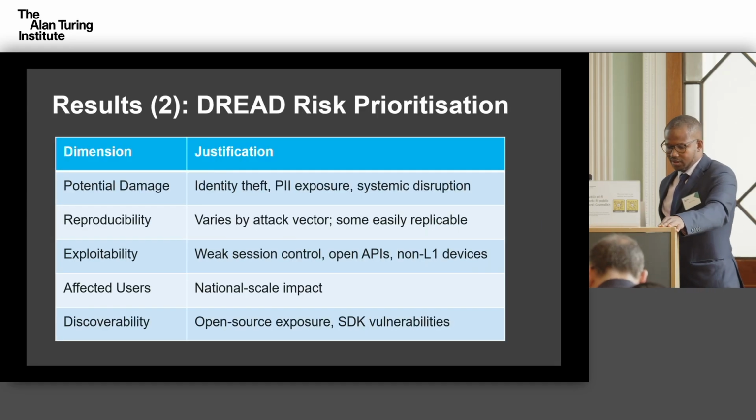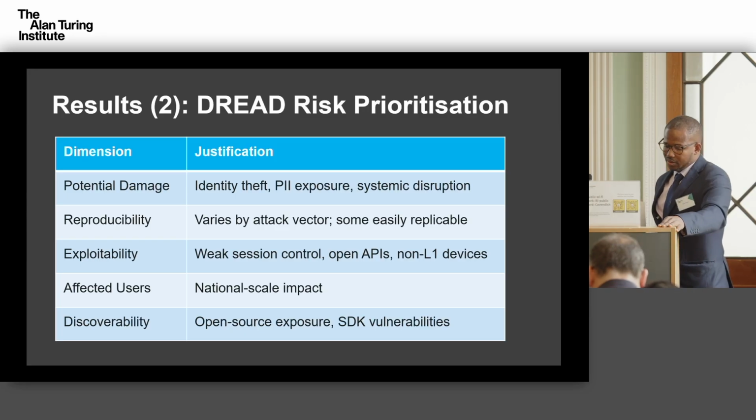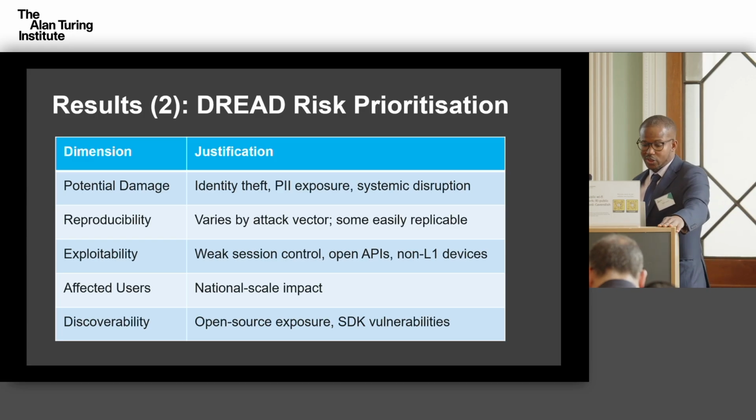So on the DREAD, in terms of the first D, which is the discoverability, there were some open source exposure and third-party vulnerabilities. And in terms of the reproducibility, we realized there were some attack points that vary and some easily replicable. Then in terms of the exploitation, there were some weak session control, open APIs, and non-LI devices potentially being used. Then in terms of the affected users, it could be on the national scale impact.